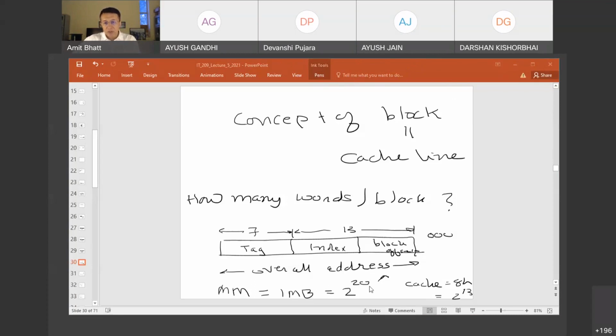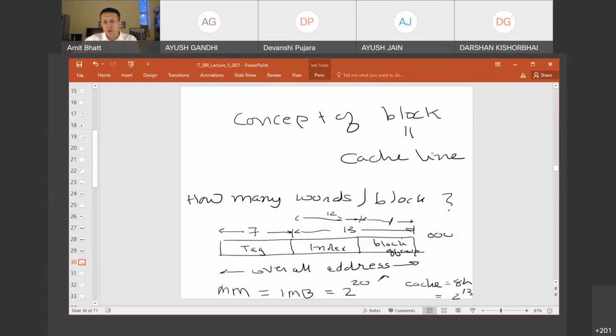Okay, so now if you say that I need just 2 words here, then to differentiate between 2 words, you require only 1 bit, right? So 1 bit would say 0 means first word and 1 means second word. So then you would say that I have 1 bit for block offset and 12 bits for index, if I just have a 2-word block.